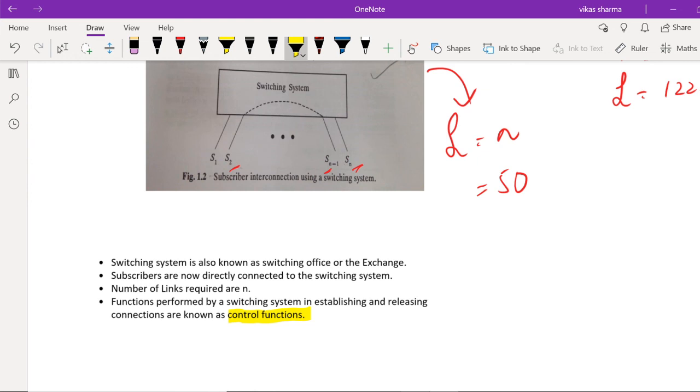In the next lecture, we would have the classification of switching systems as the next subtopic, which is very important and we'll study it in detail.